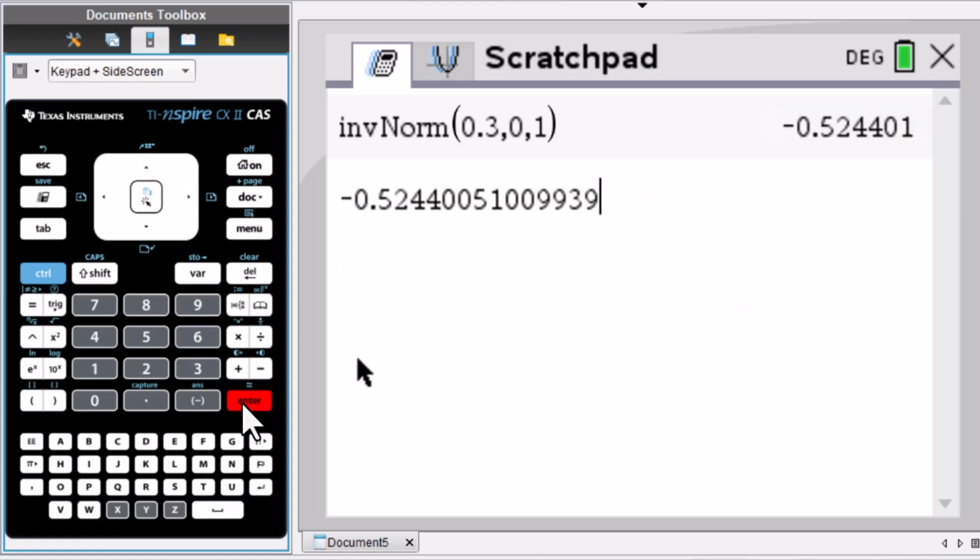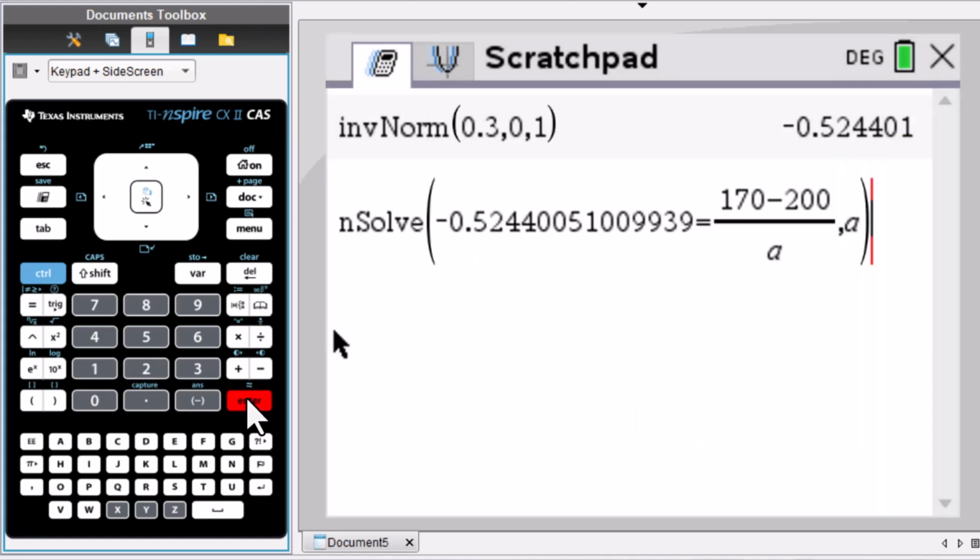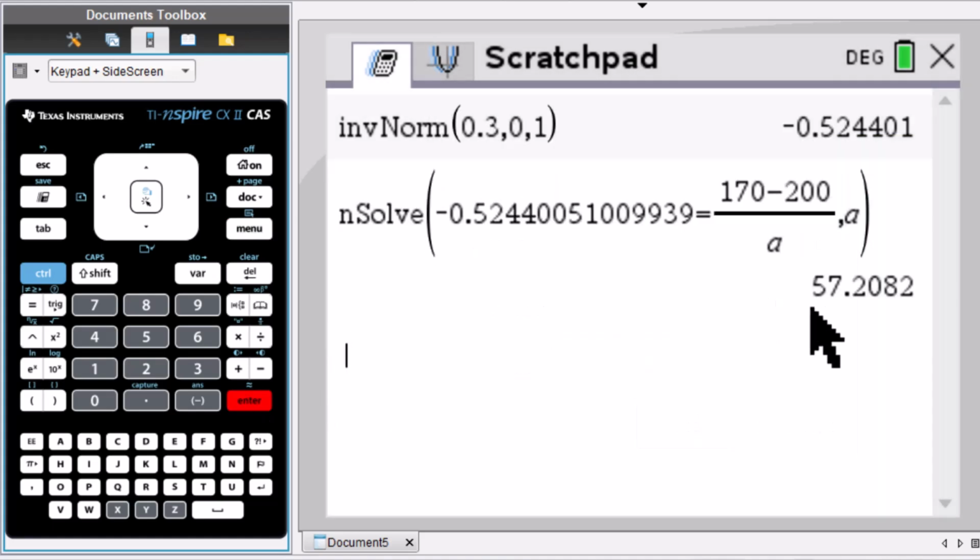So pull this down, equals, control divide, 170 minus 200 over, so we will change the sigma into A. Then control menu, enter. A equals 57.2, which means sigma equals 57.2.